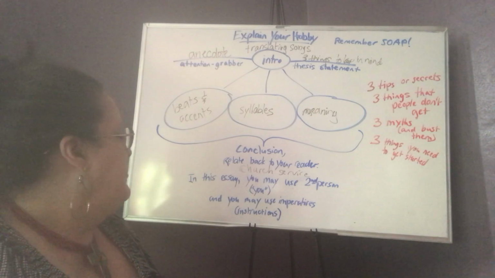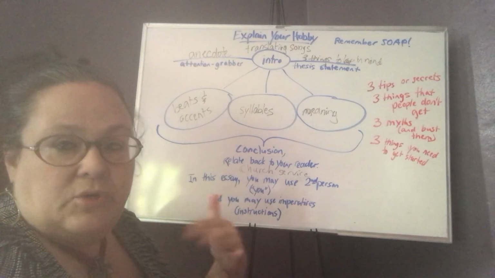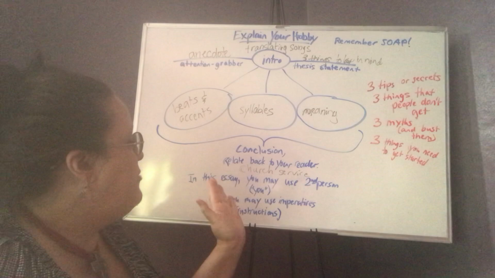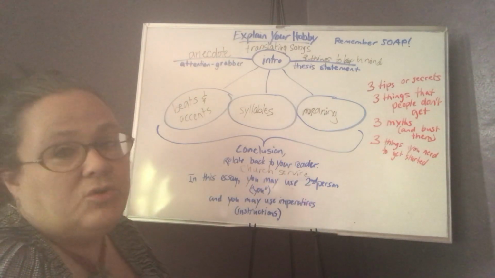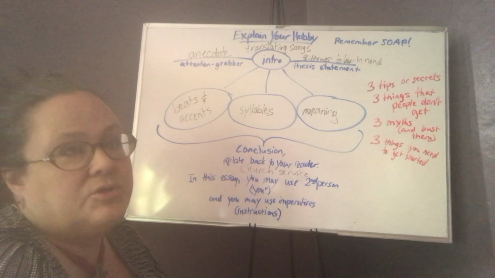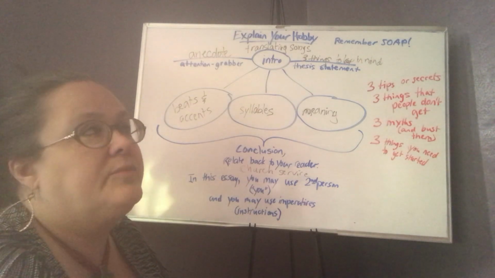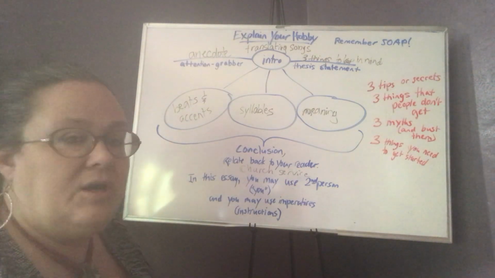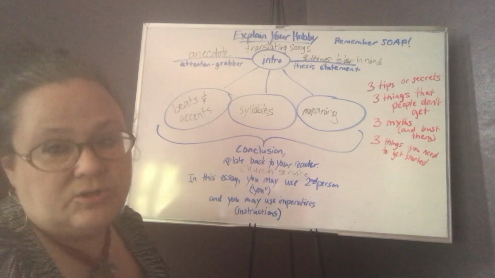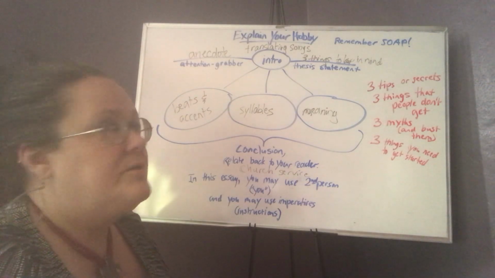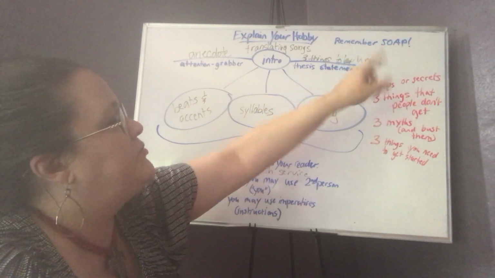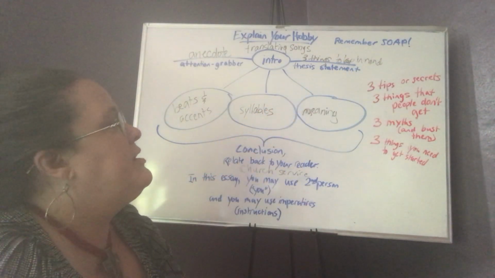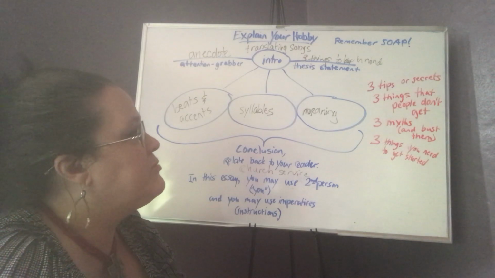So in this essay, when you're doing your rough draft and your final draft, you may use second person and you may use imperatives. I normally do not want you to use either second person or imperatives in your writing, but in this one you can, because you're actually explaining something to your reader. So have a reader in mind. Remember the subject, occasion, audience, purpose. Okay? Think about an occasion for which you would want to explain this.